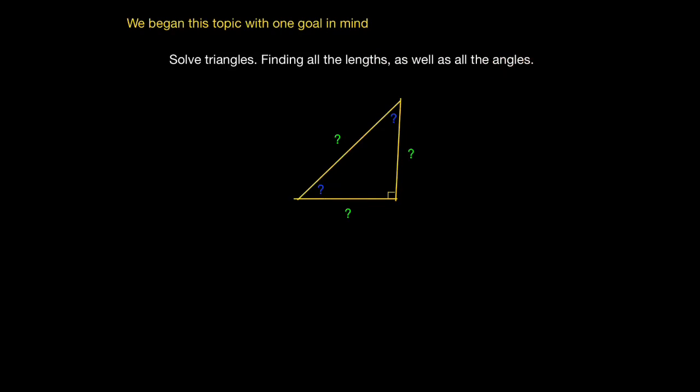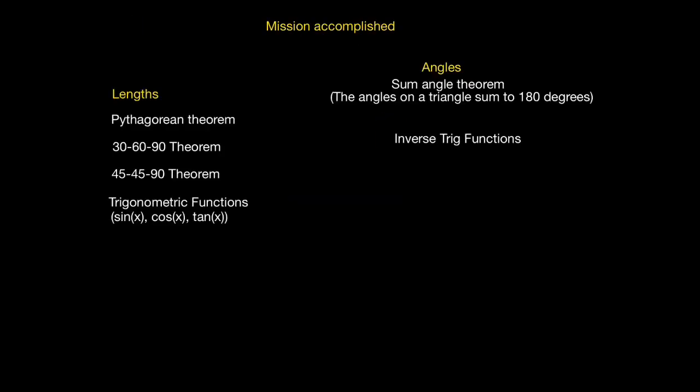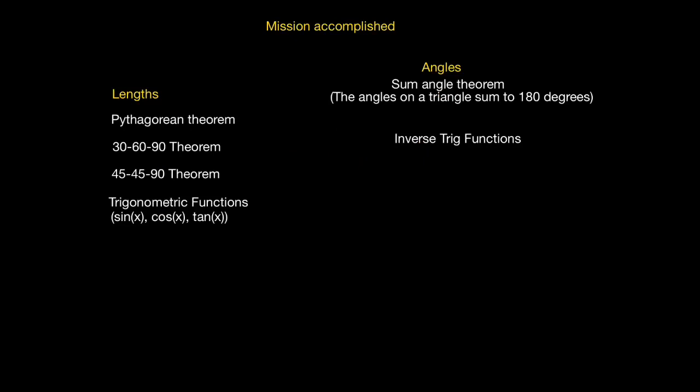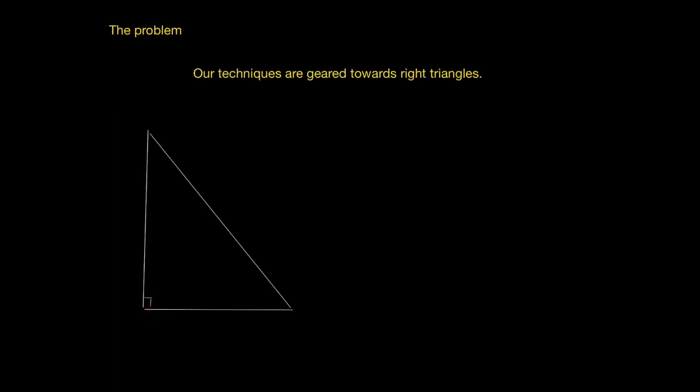And after various lessons, we accomplished our mission. We found a lot of techniques for finding lengths and a couple of techniques to find the angles. We found success. However, we have a problem. The problem was that our techniques are geared towards right triangles. That's why this unit is called Similarity in Right Triangle Trigonometry, because all of these techniques are only valid if you have a 90-degree angle.